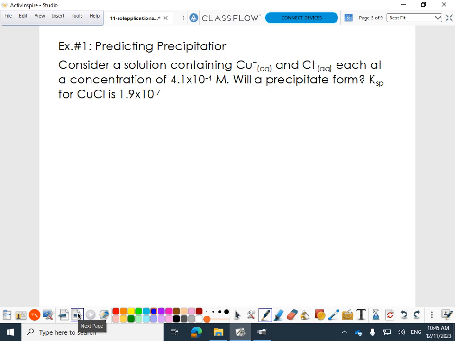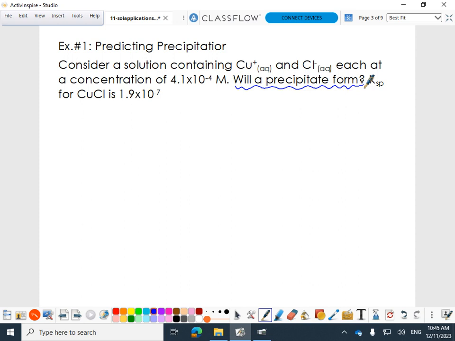Okay, so the question could be very, very simple like this. The math would probably be out of 1 and the explanation could be out of 2 or 3. So I give you the Cu and the Cl concentration. It's already split apart, so you don't even have to write a dissociation equation. And it's going to ask, will a precipitate form? So we have to figure out if it's going to shift right or shift to the left.